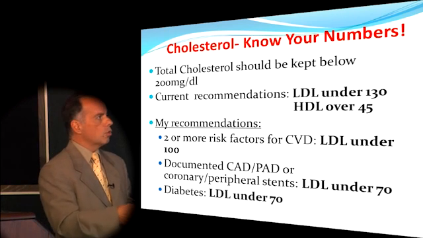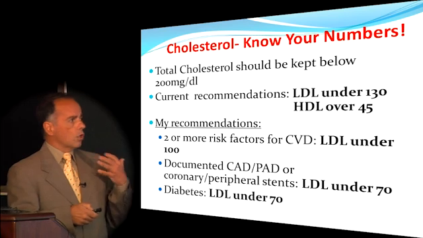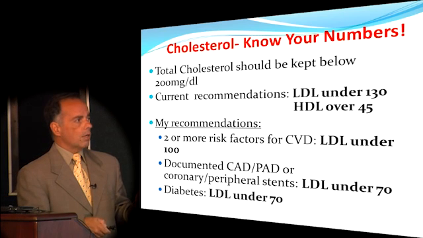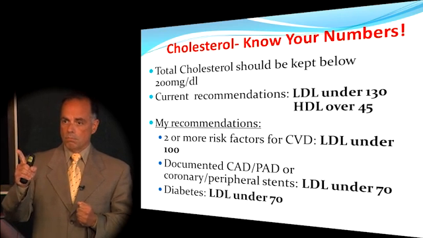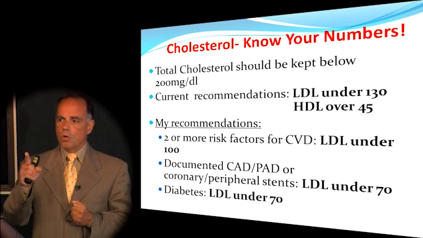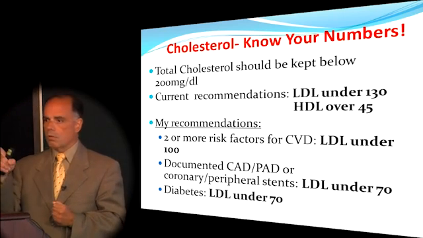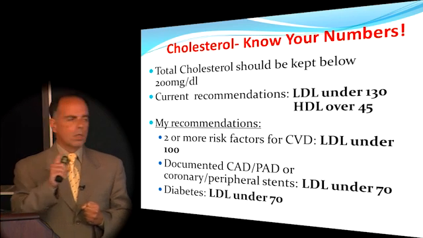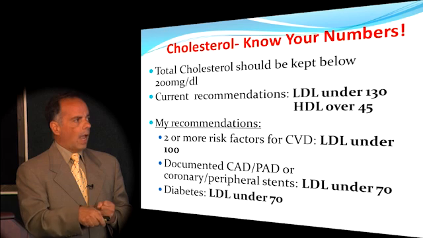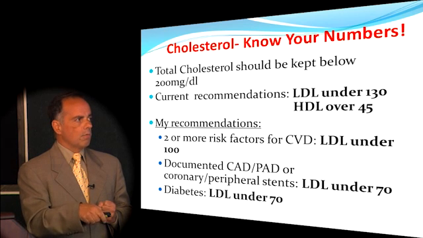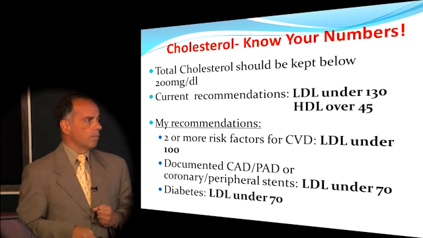Total cholesterol should be under 200. The current recommendation is that your bad cholesterol be under 130. Now, that's for normal people, okay? That doesn't include you if you have hypertension or high cholesterol or diabetes or are a smoker. That's for everybody. Normal people: LDL under 130, HDL over 45. Good cholesterol over 45, bad cholesterol under 130.